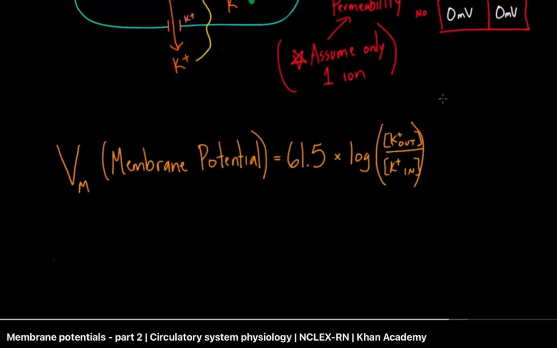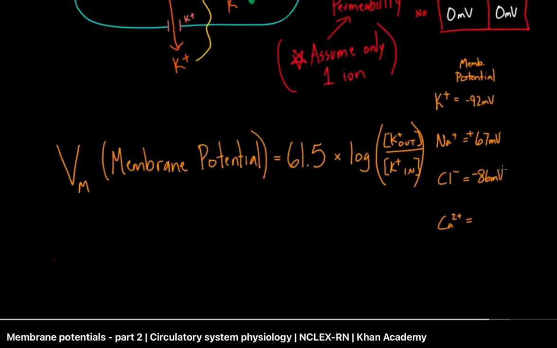And now I can write for you potassium over here we said was equal to negative 92 millivolts. So that would be the membrane potential. And I can even walk through a few other key ones. So there's sodium, let's do chloride and calcium. So a few of them. And all of them have the same kind of formula. You just take their concentrations on the inside and outside and plug it into the formula, and you get positive 67 for sodium. You get negative 86 for chloride, and you get positive 123 for calcium.